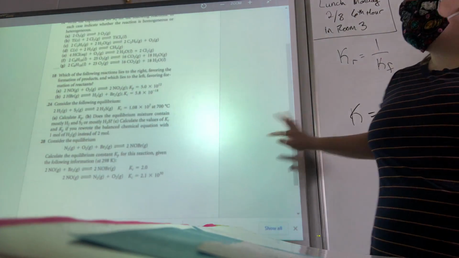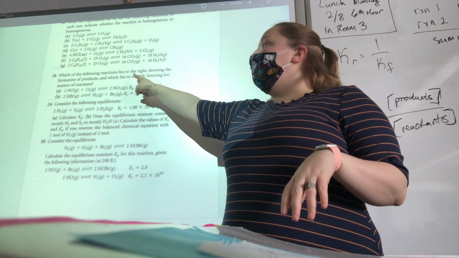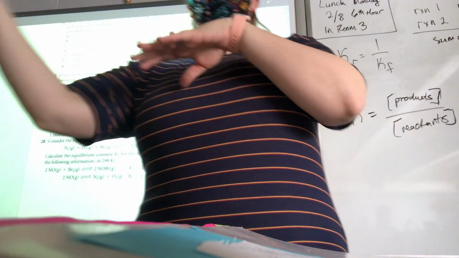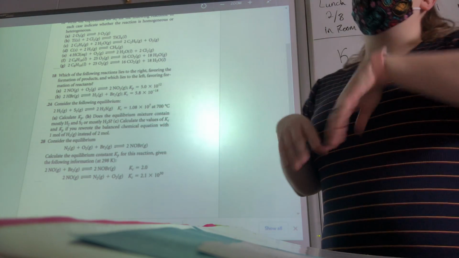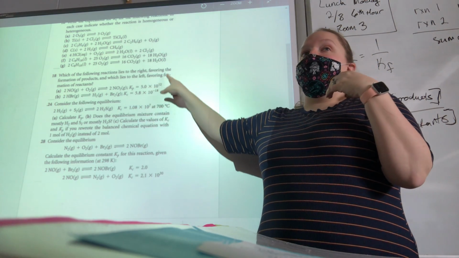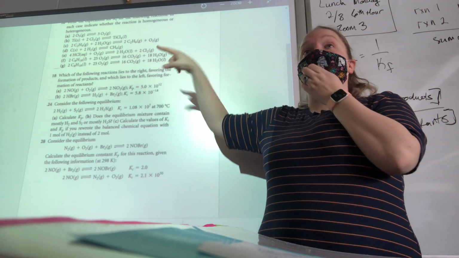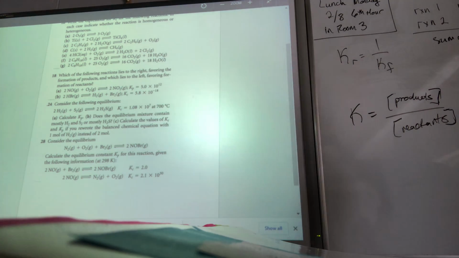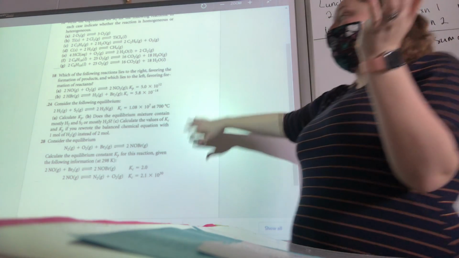All right, down here it says which of these lies to the right, meaning product favored, which of them lies to the left, meaning reactant favored. What do you need to interpret that? The K values, right? We just talked about this. If K is greater than 1, it is product or reactant? Product favored. If K is small, then it's reactant favored. So all you have to do is interpret K's.